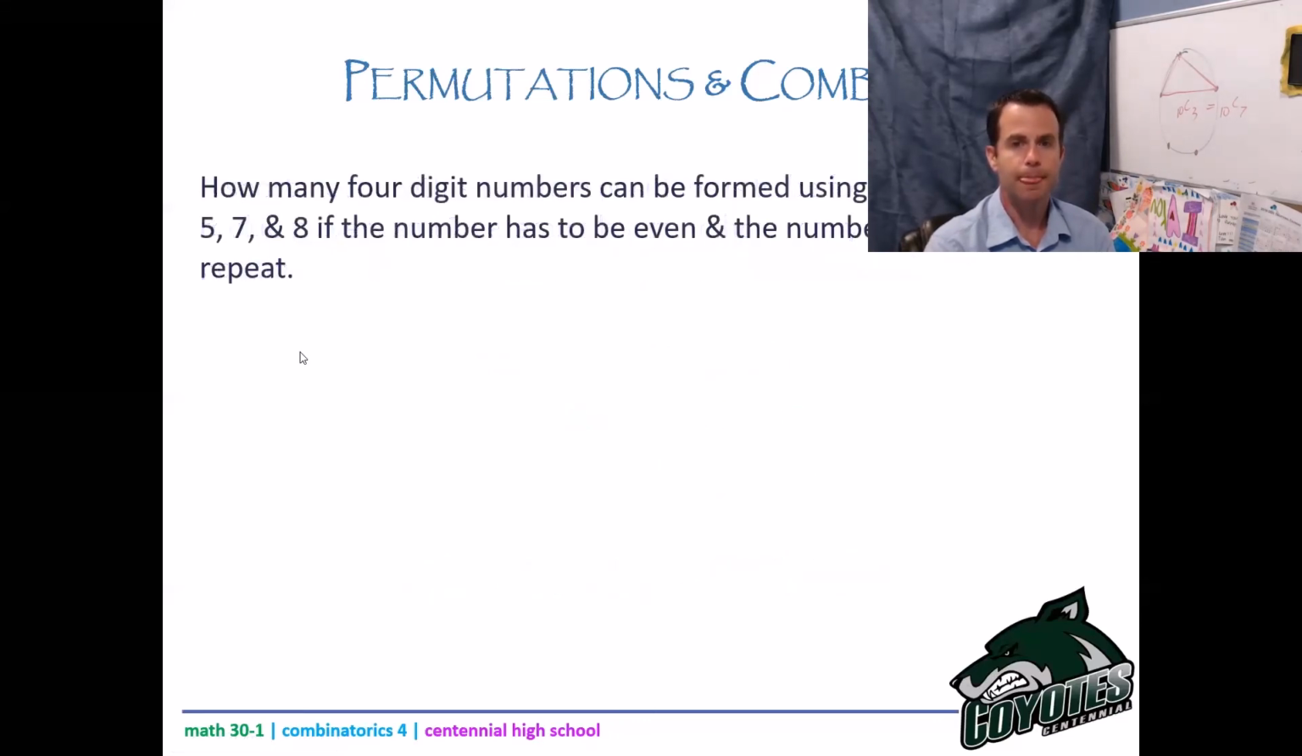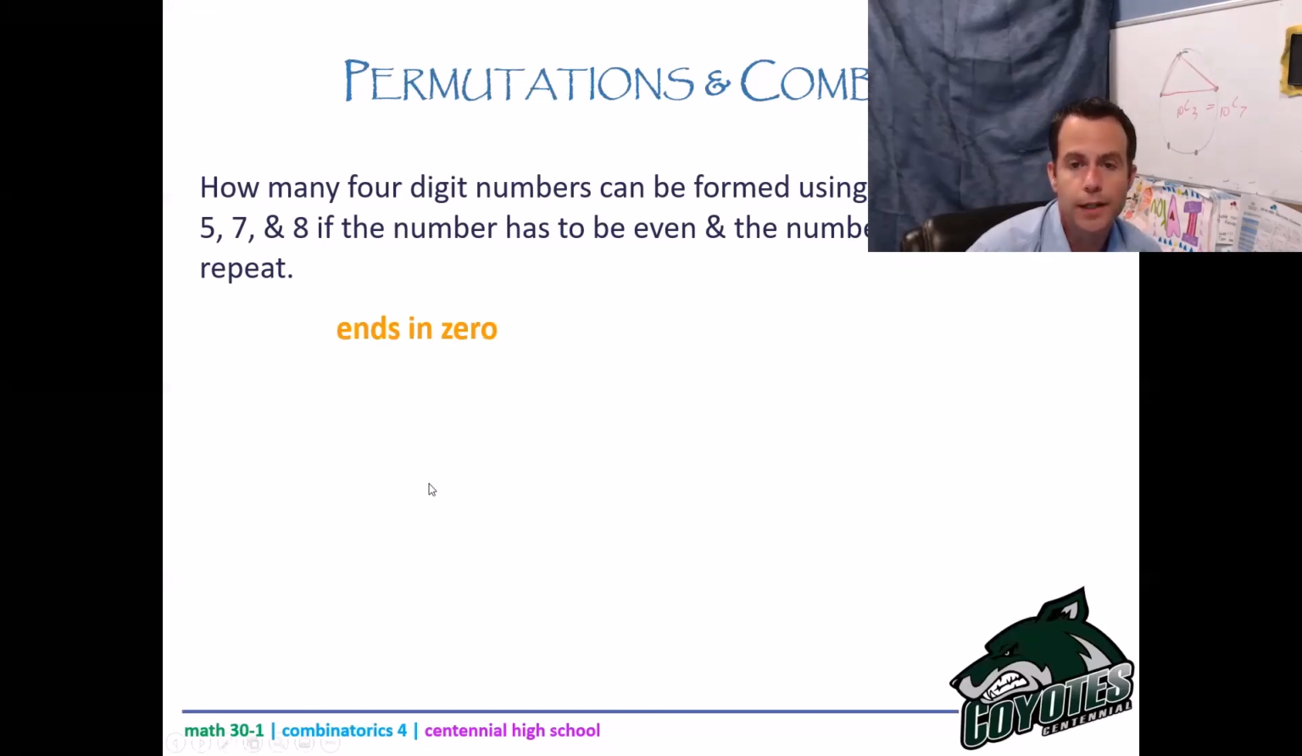All right. How many four-digit numbers can be formed using the digits 0, 2, 3, 5, 7, and 8 if the number has to be even and the digits can't repeat? Okay, we actually did a question similar to this in our very first lesson. I need you to see that 0 could be at the end, but 0 can't be at the beginning, which means I have to control where 0 is. So I have to immediately split this into two different cases. Case 1, I end in 0. Case 2, I end in a non-zero.